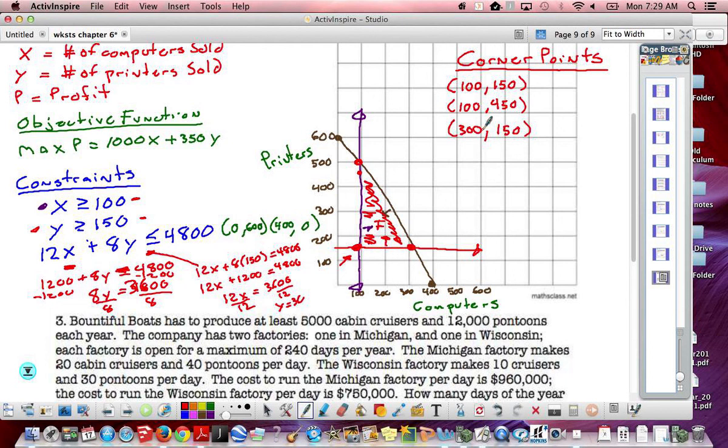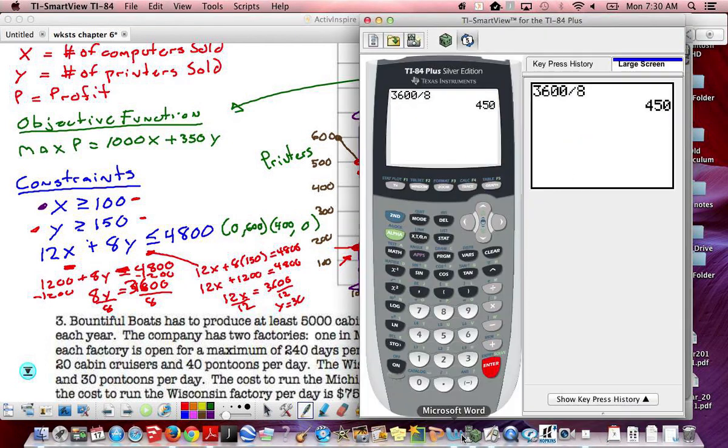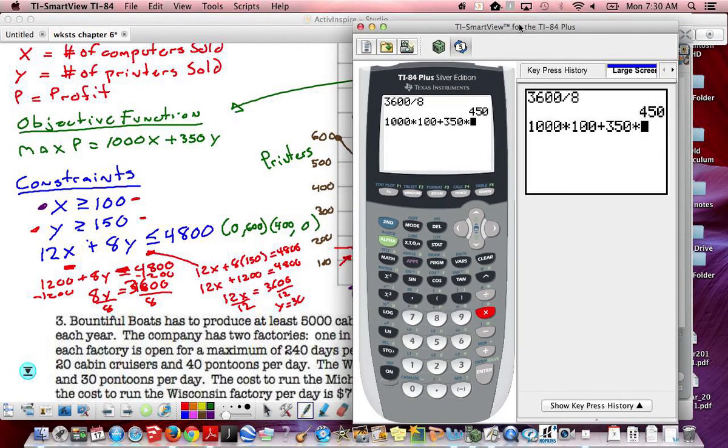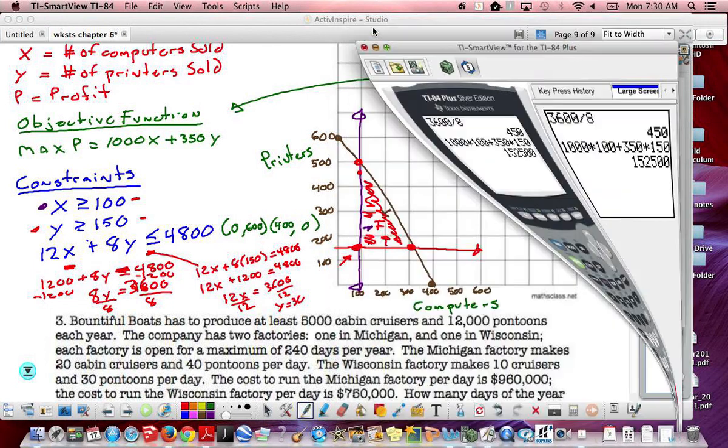So now I need to plug each of these into my objective function. When I plug in the first point, my profit would be 1000 times 100 plus 350 times 150. Wow. So let's do that. 1000 times 100 plus 350 times 150. That gives me 152,500.